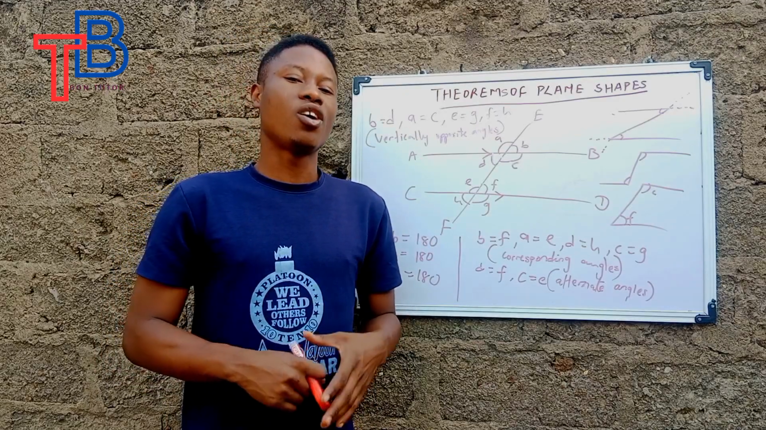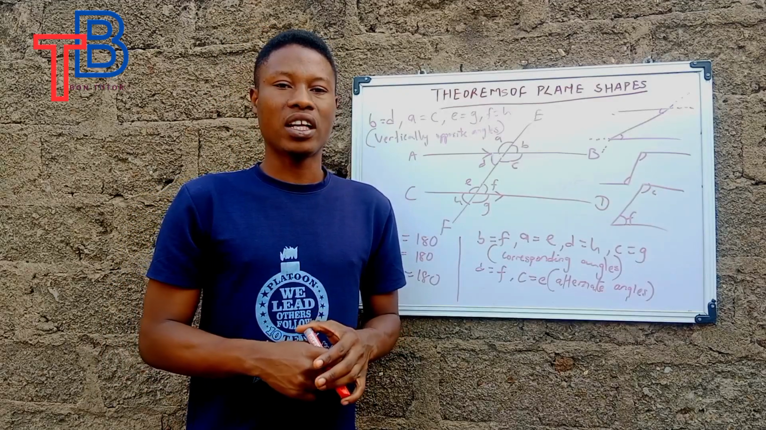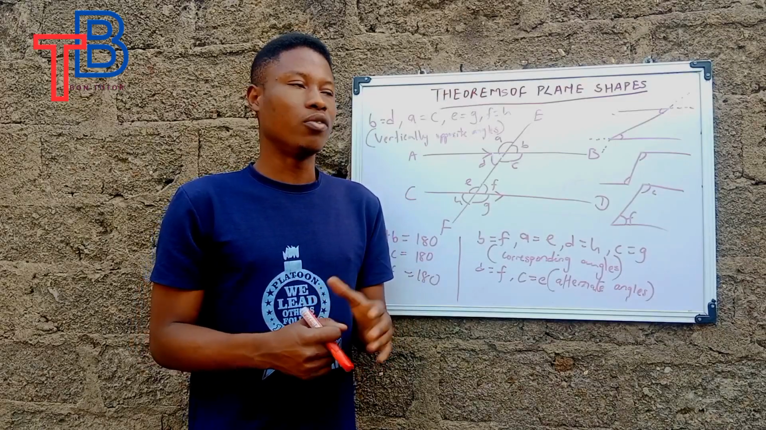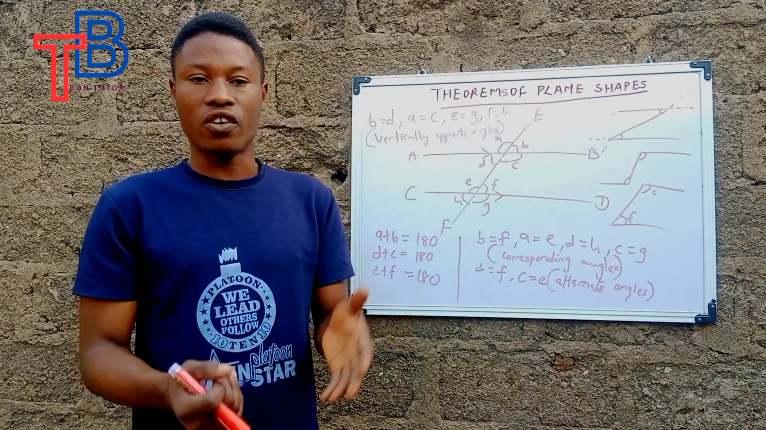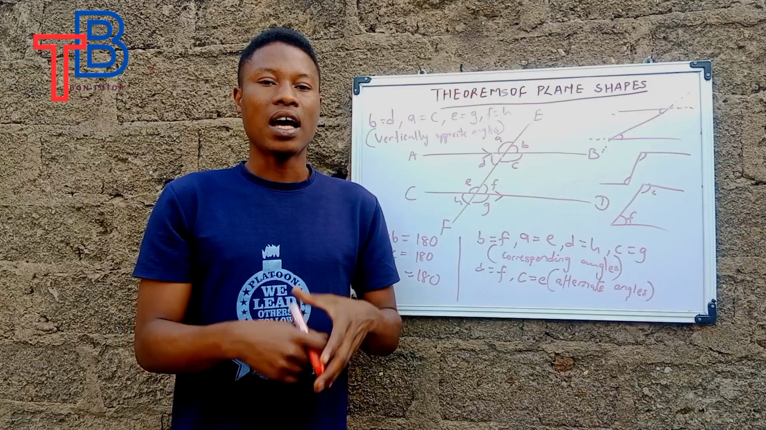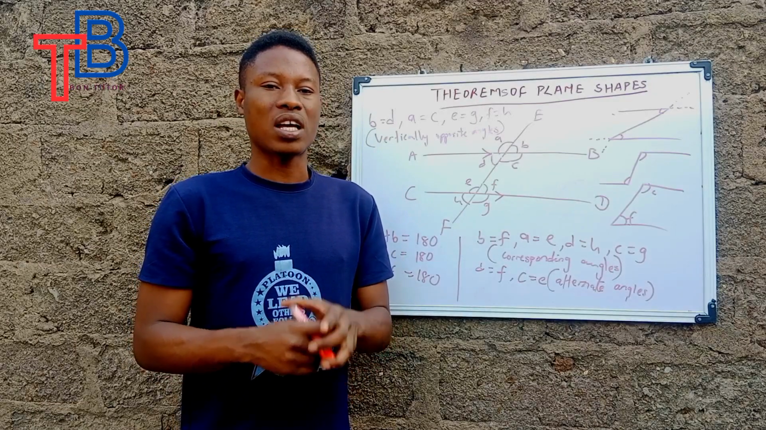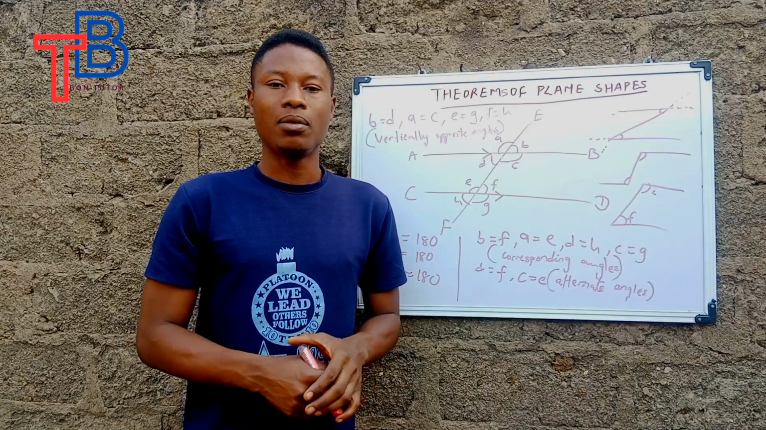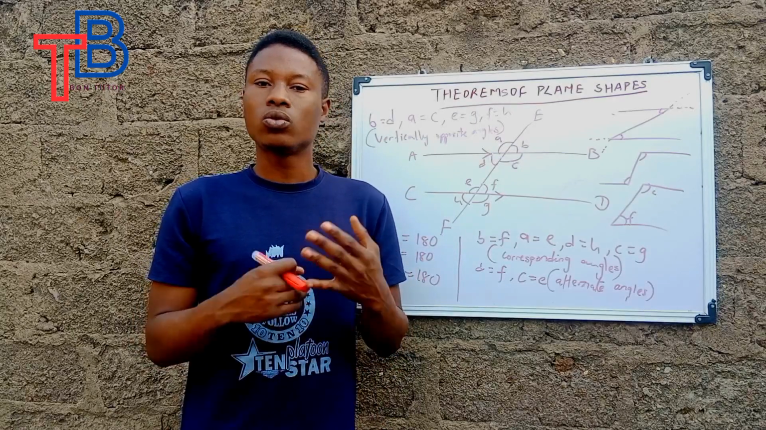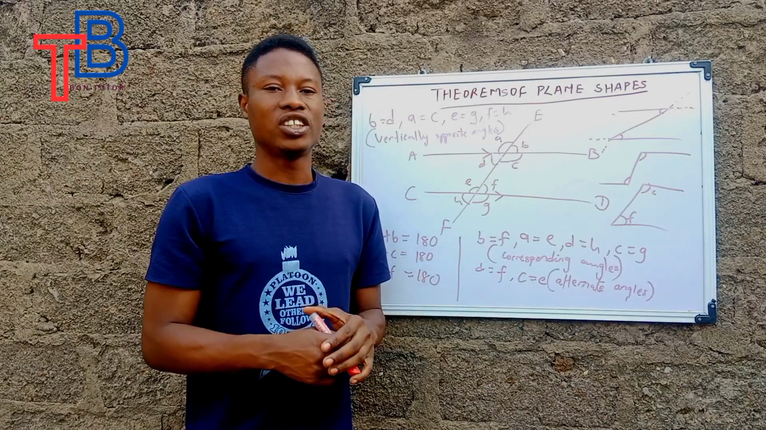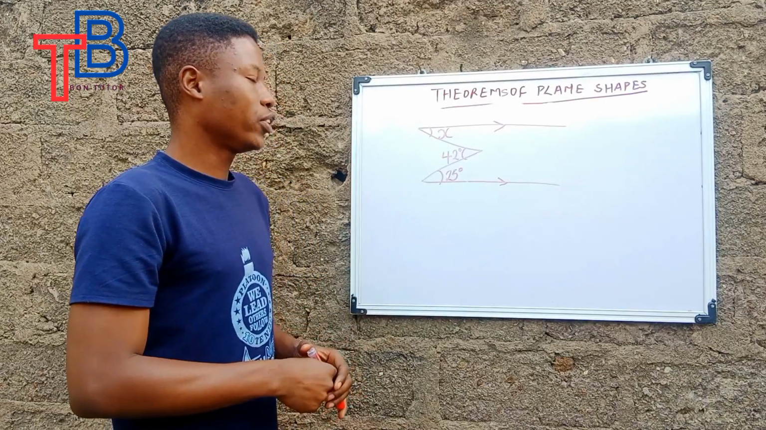So let me give you the summary of what we have been talking about today. I'll give you the summary of the four types of theorems we talked about today, and we do some examples and see how you can apply them to real mathematical problems. So stay on the channel. So let's see this example first.